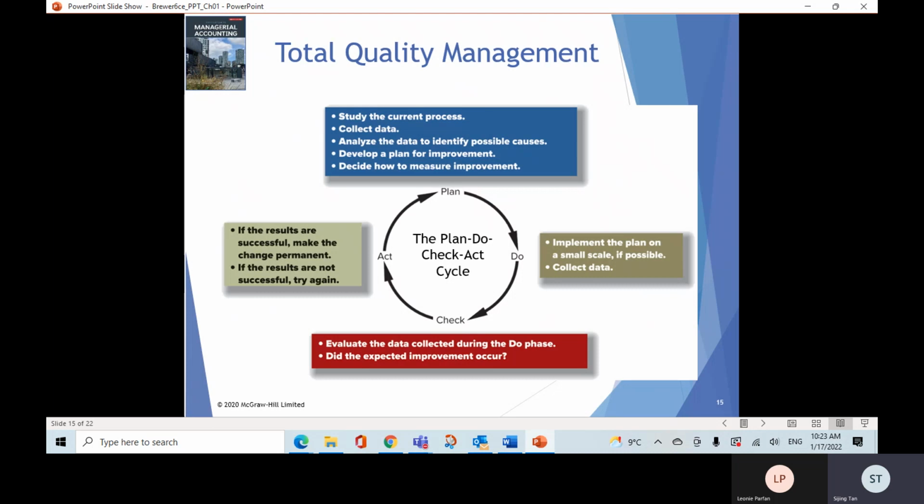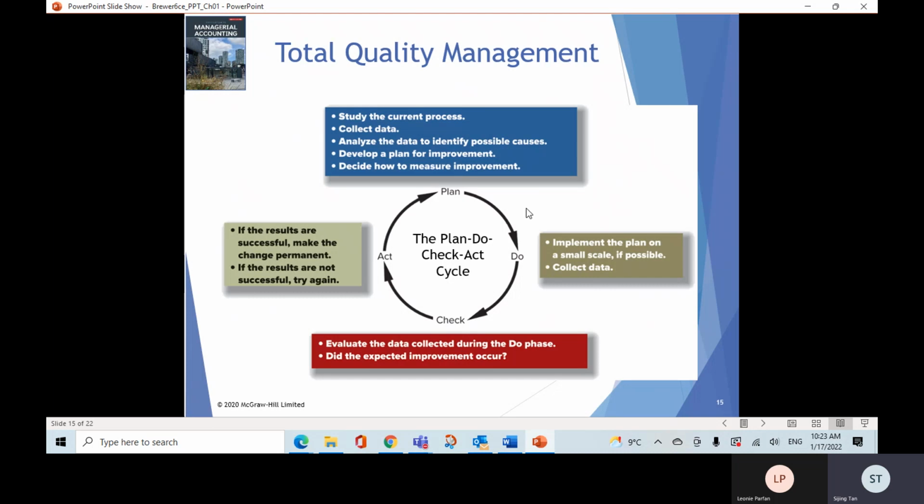Now we can see that we start with plan. We study the current process, collect data, analyze the data, and develop a plan. Now we go to do: implement the plan on a small scale, if possible, and then collect data. Then we go to check: evaluate the data collected during the do phase. We want to see, did the expected improvement occur? If the result is successful, we make the changes. So we go to act. So this is the whole cycle.